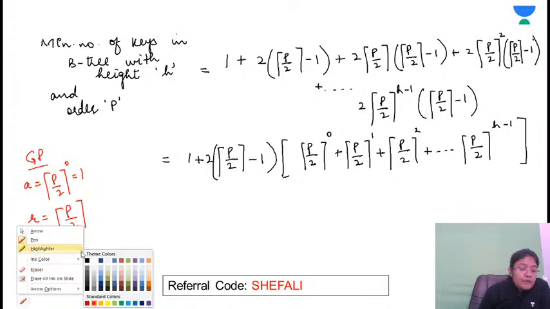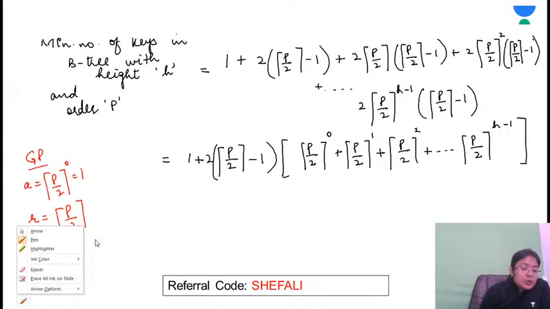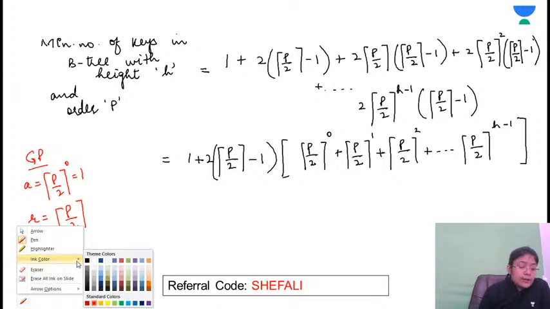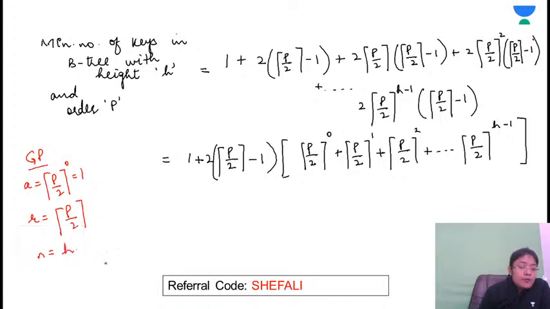Ma'am, in B plus tree, if we have overflow at leaf node, then do we... You are asking a question related to B plus tree. Just for that, you need to wait for 5 more minutes. I have not discussed the concept of B plus tree yet. Okay, so just give me 5 more minutes, I'll discuss that also.